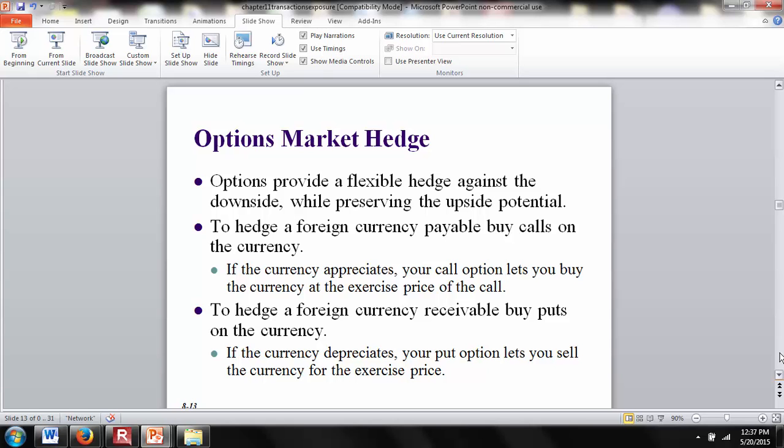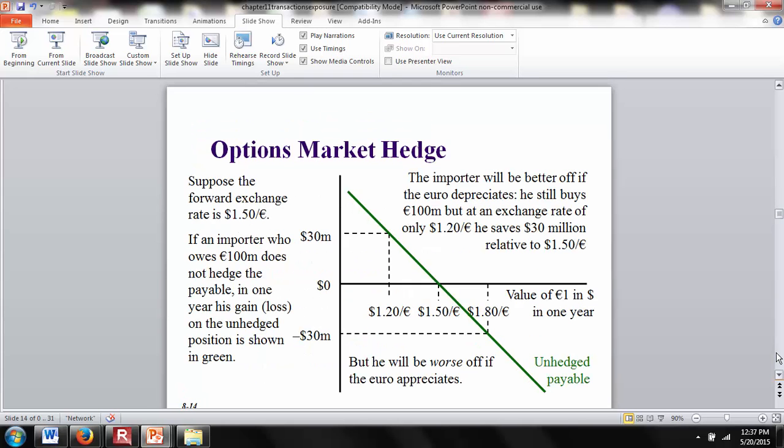If it's an accounts receivable, you are receiving money from abroad. The risk you face is what happens if the US dollar appreciates. In that case, a put option can protect you. Okay? So let's look at this example.